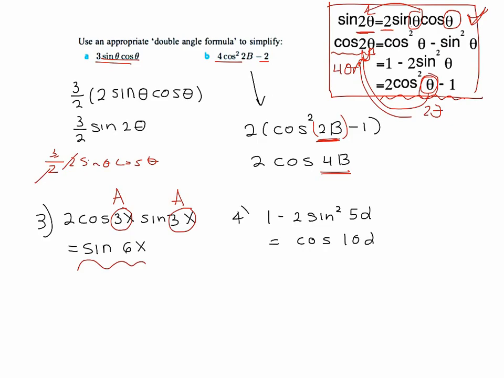Lastly, we have 1 minus 2 sine squared 5 alpha. This one is most similar to the second formula for cosine of 2 theta. Again, we have 1 minus 2 sine squared of 5 alpha. So this angle gets doubled. So it should be cosine of 10 alpha.